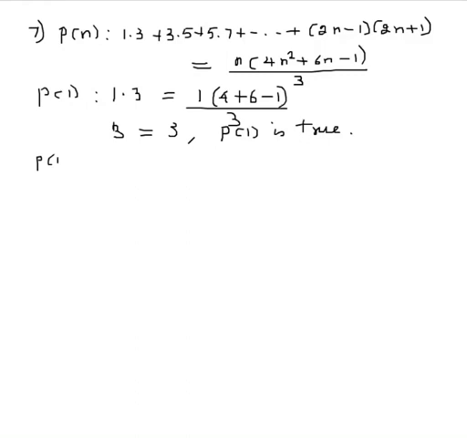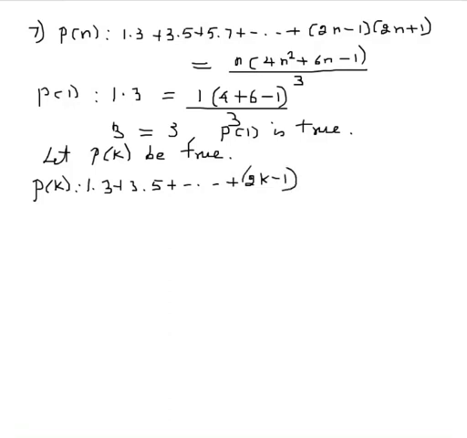Okay, now the next step. Let P of k be true. Write the P of k statement, which is 1 into 3 plus 3 into 5 plus etc. 2k minus 1 times 2k plus 1 equal to, n is k here, k times 4k square plus 6k minus 1 divided by 3.